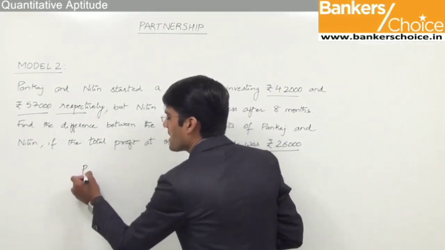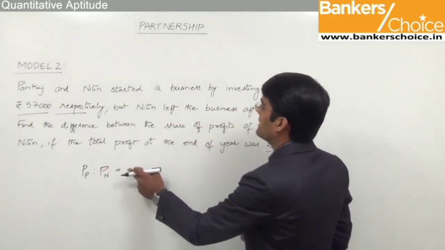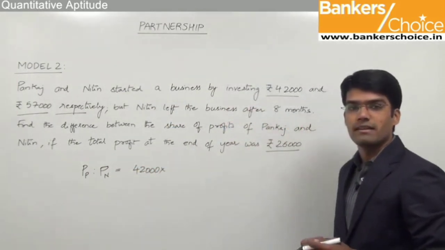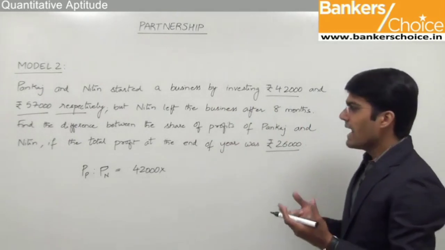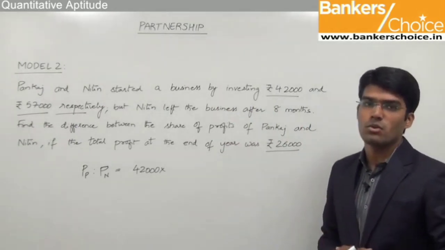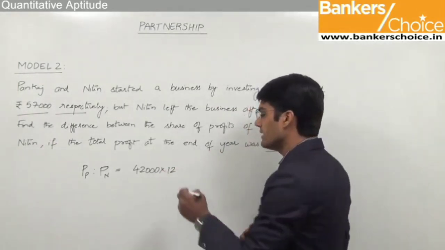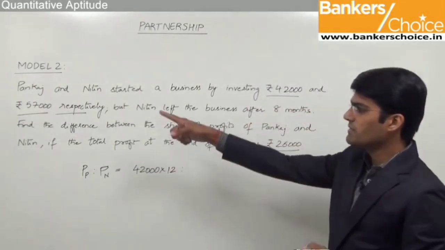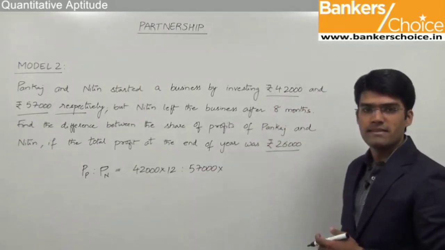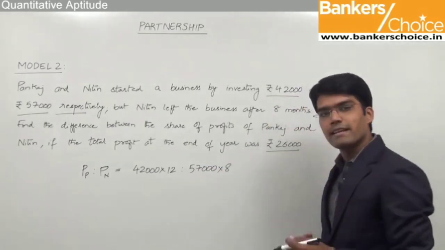That is, profit of Pankaj is to profit of Nitin should be equal to the investment of Pankaj, that is nothing but 42,000 into the time of Pankaj's investment. Very clearly, Pankaj started the business and at no point is it mentioned about Pankaj leaving the business. So we can say that Pankaj was present for the total period, which is nothing but 1 year. So we can say Pankaj was there in the business for 12 months. Is to the investment made by Nitin, which is 57,000, and since Nitin has left the business after 8 months, we can say that he was present only for the first 8 months. So the time of Nitin's investment should be taken as 8 months.